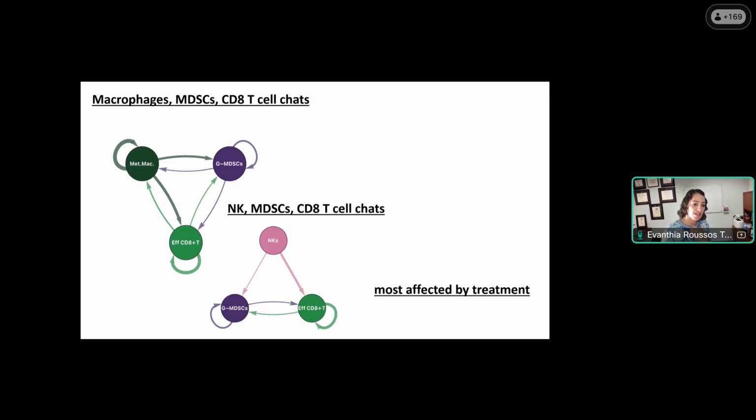So what this analysis showed us is that it's the macrophages, in addition to the MDSCs and the T cells that are chatting, that are the most significantly affected by treatment, in addition to NK cell, MDSC, CD8 T cell chats. So these circuits of chats seem to be the most significantly affected by treatment and perhaps are the driving force in the response that we see.